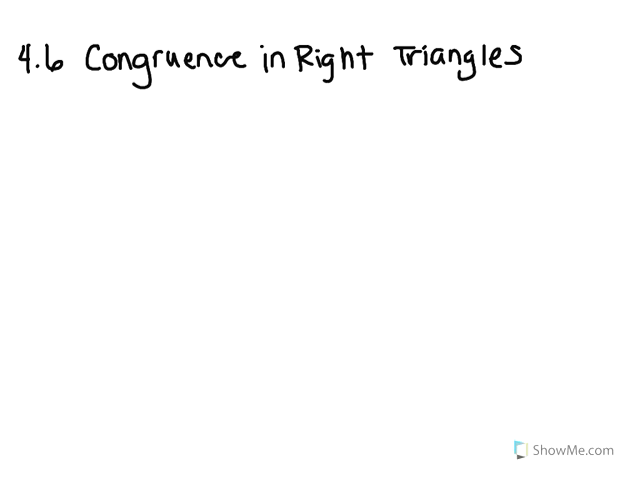This tutorial is going to talk about section 4.6, congruence in right triangles. Along with the other four kinds of congruency that we have in triangles, which are side, side, side, side, angle, side, angle, side, angle, and angle, angle, side, we are going to come up with yet another one to put in our arsenal to help us prove triangles are congruent, and that is using right triangles.